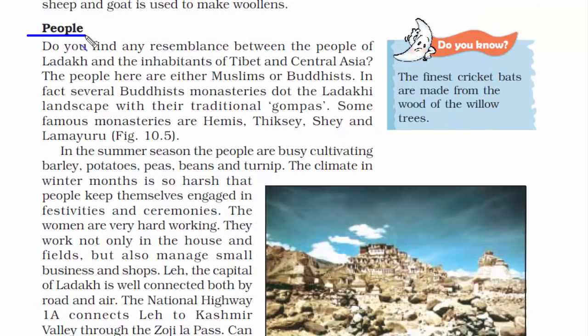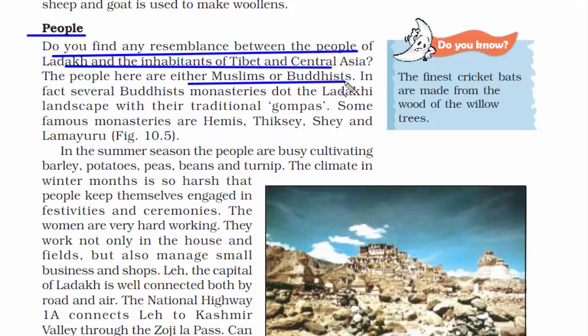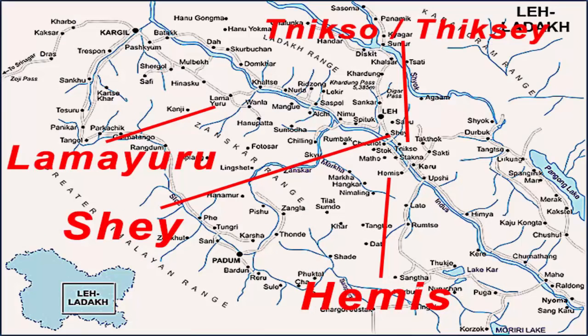Now let's read about the people of Ladakh. You will find some resemblance between the people of Ladakh and the people of Tibet and Central Asia. Here the people are either Muslims or Buddhists. And in Ladakh you will get to see a lot of Buddhist monasteries. Buddhist monasteries are also called traditional gompas. Some of the famous monasteries are Hemis, Thiksey, She and Lama Yuru.